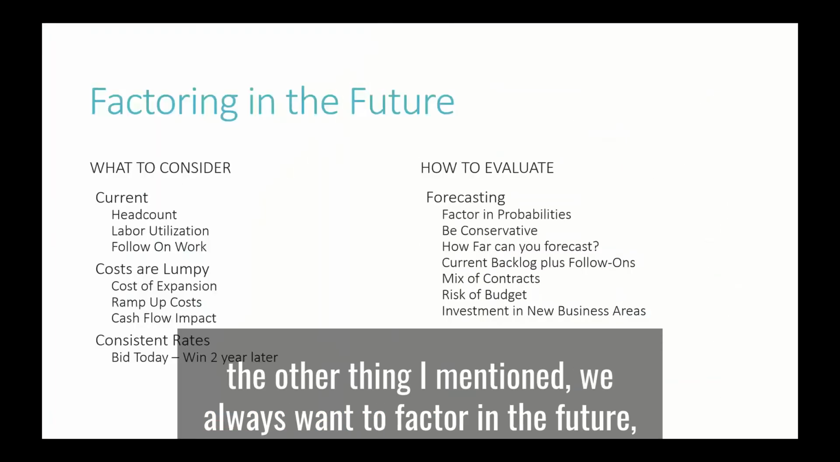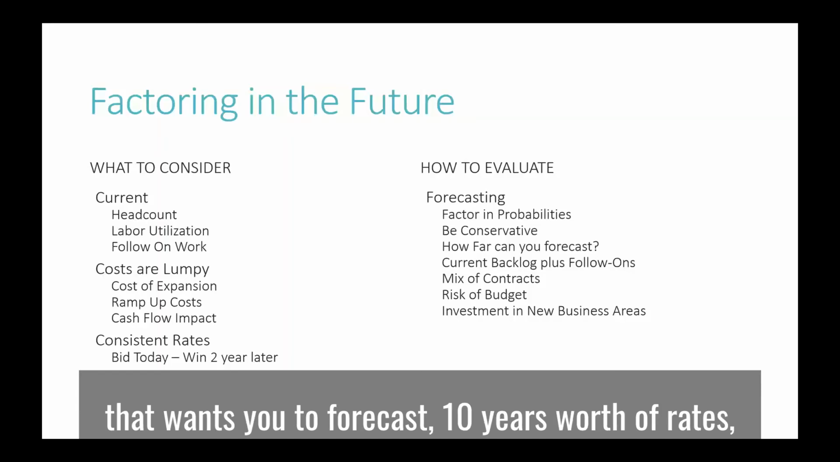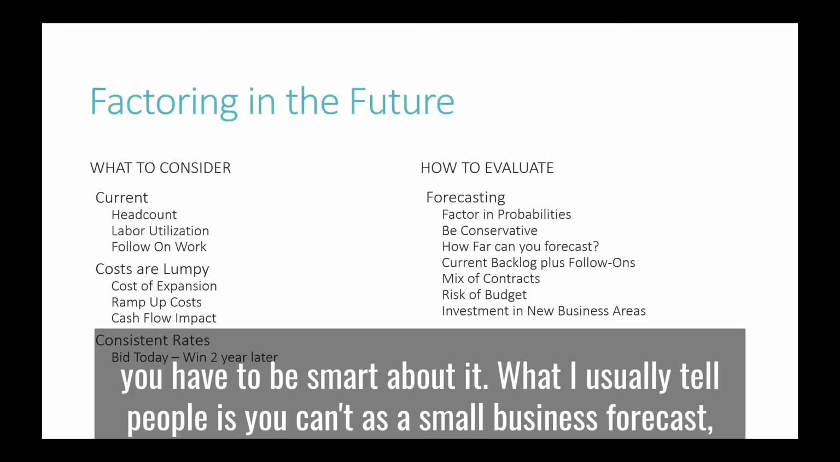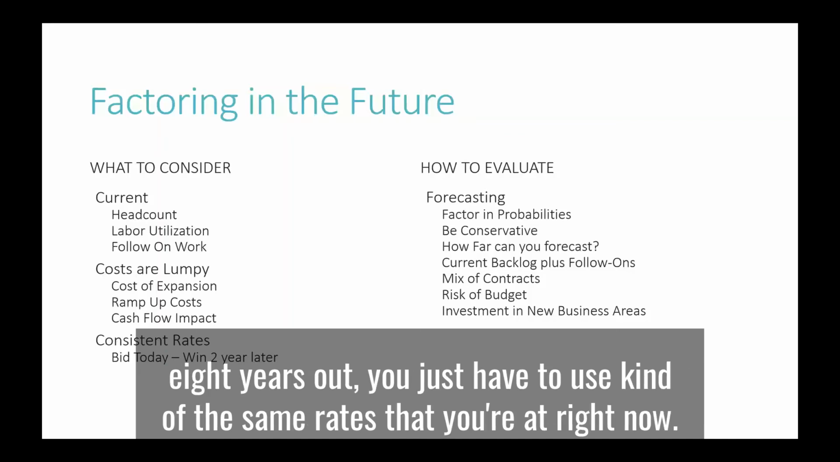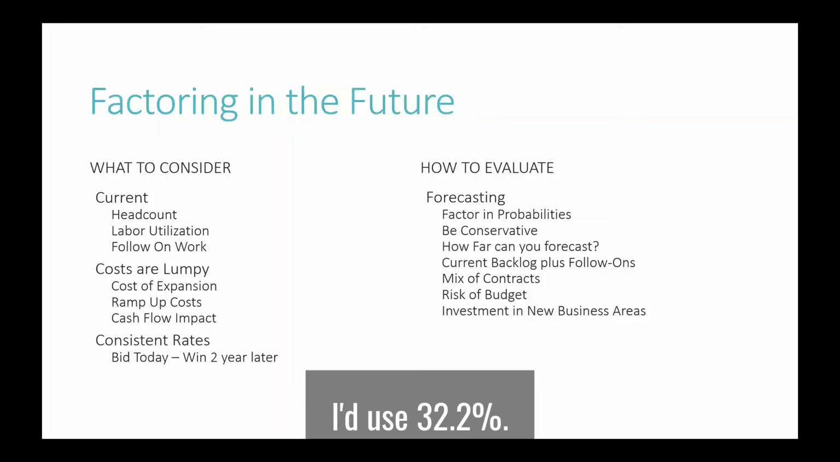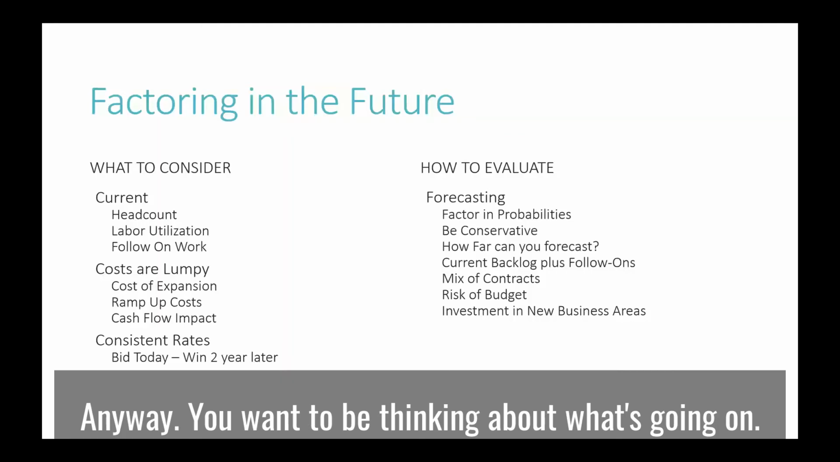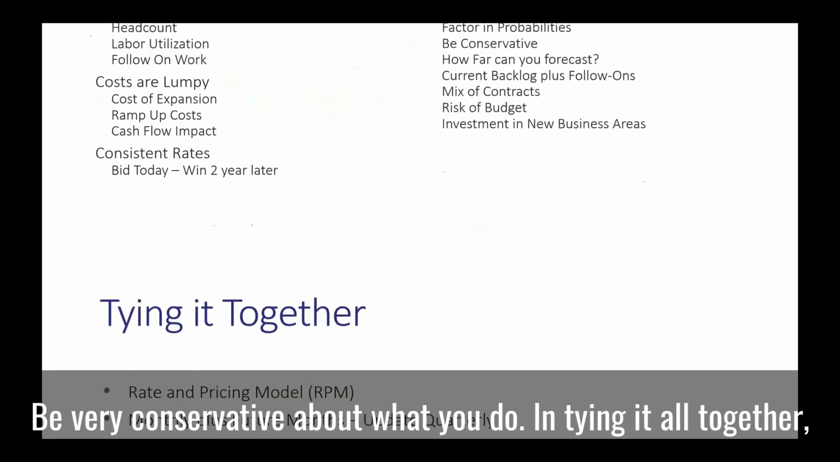So the other thing I mentioned, we always want to factor in the future. It kills me to see these proposals come out that want you to forecast 10 years worth of rates. You have to be smart about it. What I usually tell people is you can't, as a small business, forecast 8 years out. You just have to use kind of the same rates that you're at right now. I would change the numbers around. So 1 year I'd use 32.4% for fringe, and the next year I'd use 32.2%. So it looks like I thought about it, but I have no idea. And I'm an expert in this. Anyway, you want to be thinking about what's going on, be very conservative about what you do.